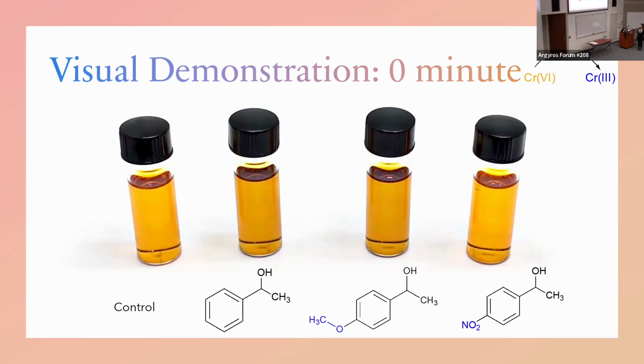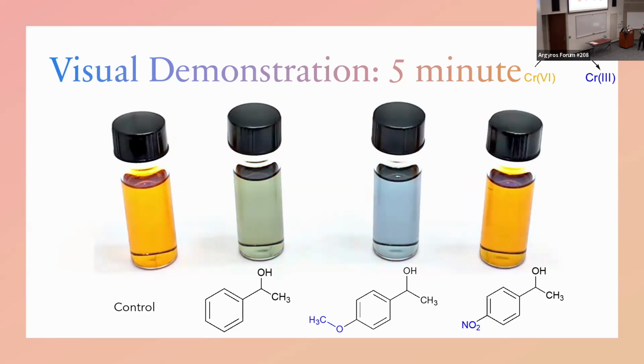So the first one is the parent phenylethanol. The second one is the para-methoxy one, which is also an electron donating group. And lastly, we have a para-nitro one, which is an electron withdrawing group. So this is what the reaction looks like at 0 minutes, at the starting point. And then at 5 minutes, we can see that the para-methoxy one has already changed color all the way from orange to blue.